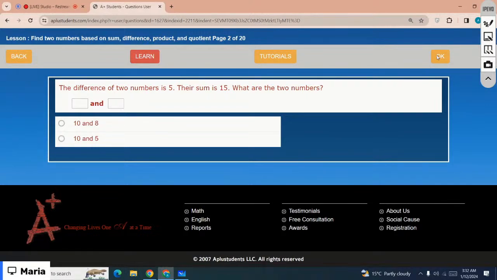The next one is the difference of two numbers is 5. Their sum is 25. The difference of two numbers is 5. Their sum is 15. What are the two numbers? So which two numbers have the difference 5 and the sum is 15? Which is the correct option?